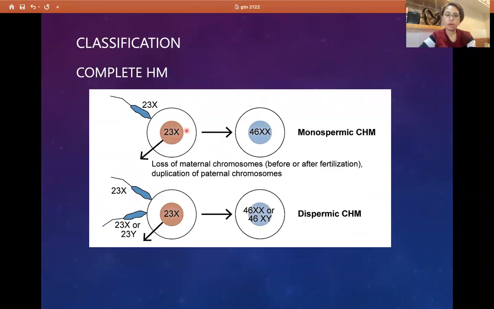Okay, there are two variations in complete hydatidiform mole. It can be either monospermic or dispermic, so it can be an XX or it can be an XY, depending on how this is formed. Again, it's universal that there is loss of maternal chromosome before or after fertilization, and there is either a duplication of the paternal chromosome, only one sperm and then duplicated, or it can be dispermic. So there are two sperm gene sources.